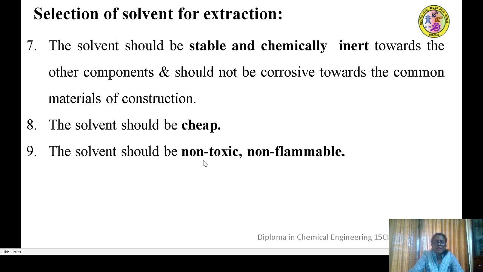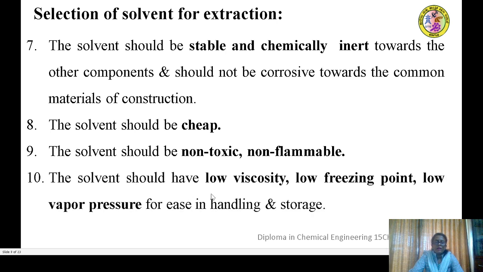The solvent should be non-toxic, non-flammable. Flammability should be less. It should be non-poisonous in nature. Also, a solvent is required to have a low viscosity. It should not be a very thick liquid, since that affects its handling and flowing ability. It should not have a high freezing point, because due to temperature variations it might solidify in the operation. So a low freezing point is required.